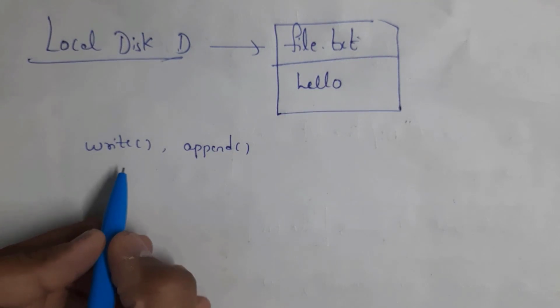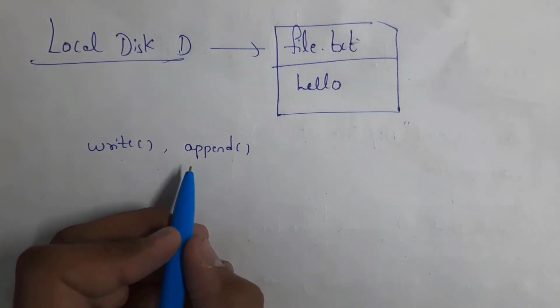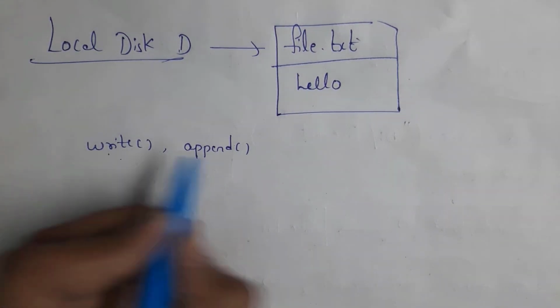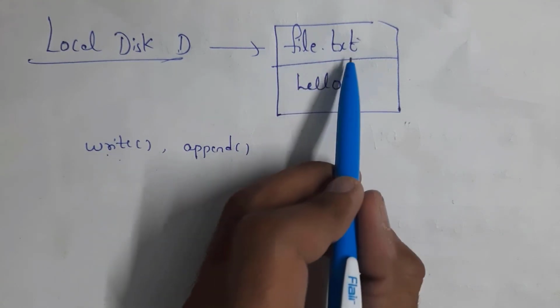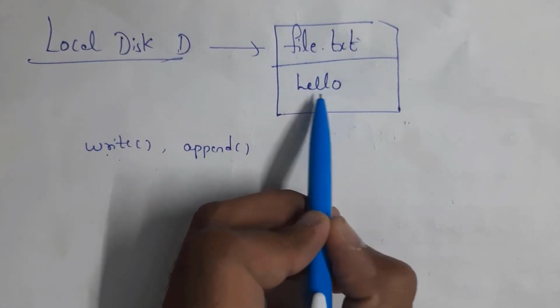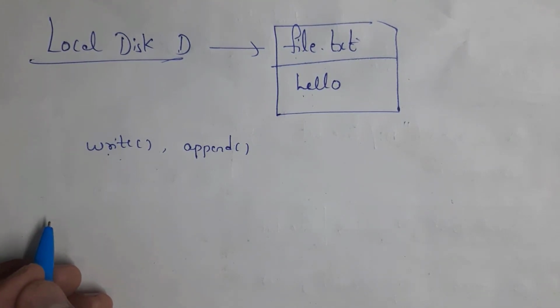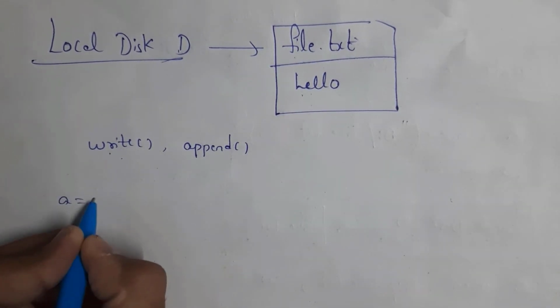Next I will explain what is the difference between the write method and the append method. Both the write method and the append method are used to add text into our file, but the difference is that, for example, my file name is file.txt and this file contains the information hello. And next I am writing a program by using the write method. Just write here a equal to open.